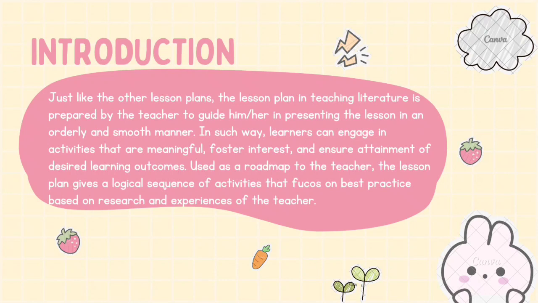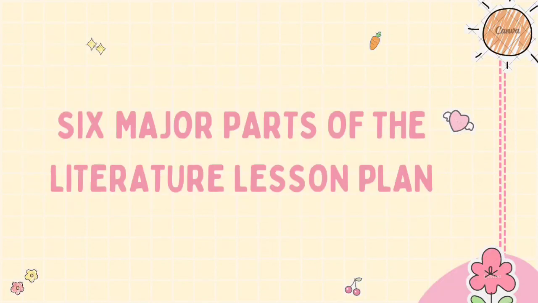Introduction. Just like other lesson plans, the lesson plan in teaching literature is prepared by the teacher to guide him or her in presenting the lesson in an orderly and smooth manner. In this way, learners can engage in activities that are meaningful, foster interest, and ensure attainment of desired learning outcomes. Used as a roadmap by the teacher, the lesson plan gives a logical sequence of activities that focus on best practice based on research and the experiences of the teacher. And these are the six major parts of the literature lesson plan.